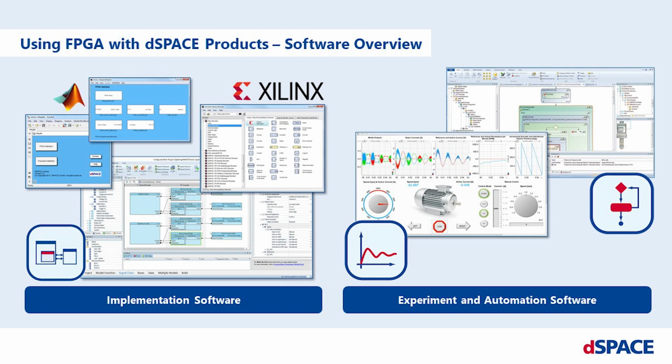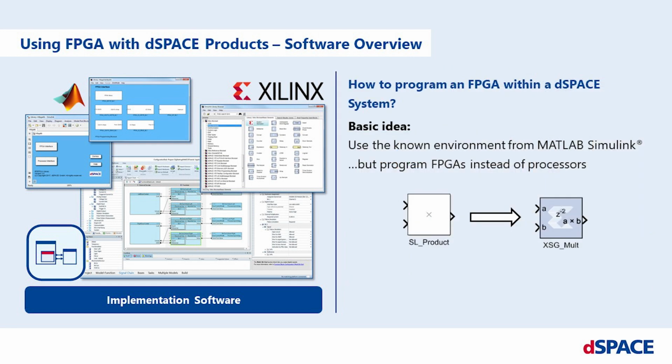Our toolchain mainly consists of two parts, the implementation and the experiment software. The implementation software Configuration Desk allows creating real-time applications for a DSpace real-time system, and the experiment software ControlDesk is for operating your real-time applications. As a basis for the implementation, we use the well-known Simulink environment, just for programming FPGAs instead of processors. So, for example, there is an FPGA-specific block for multiplication.